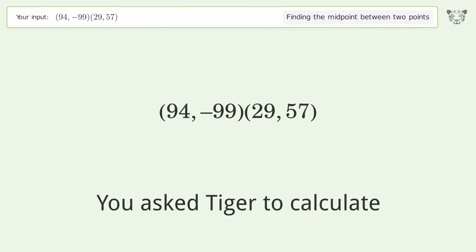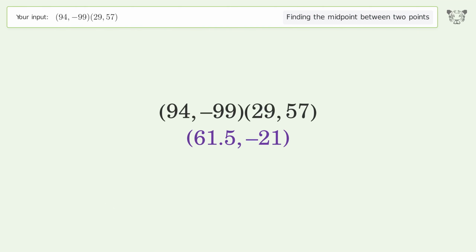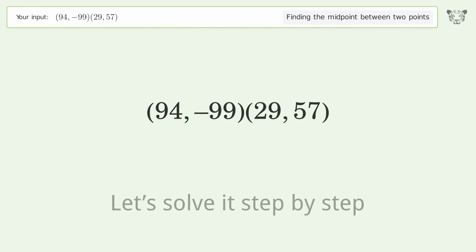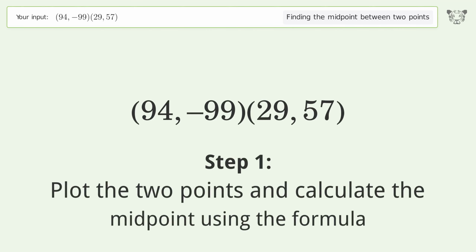You ask Tiger to calculate. This deals with finding the midpoint between 2 points. The midpoint between the 2 points is 61.5, -21. Let's solve it step by step. Plot the 2 points and calculate the midpoint using the formula.